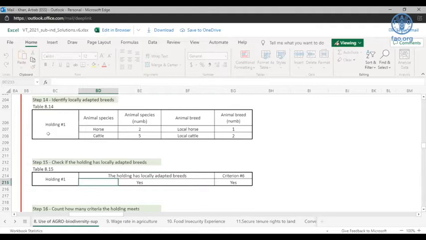Now, the actual percentage of how much of the total livestock is locally adapted, we don't care about that. Of the total livestock, even if one is locally adapted, that will fulfill criteria number 6. So the actual percentage for this particular criteria doesn't matter.